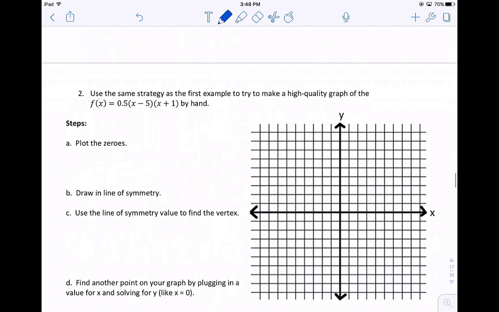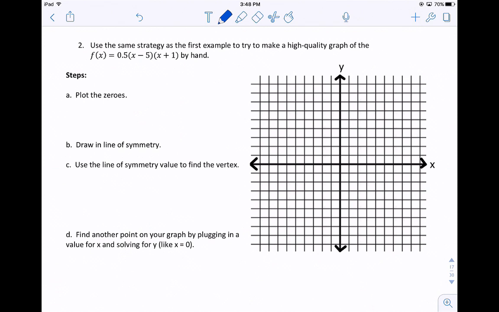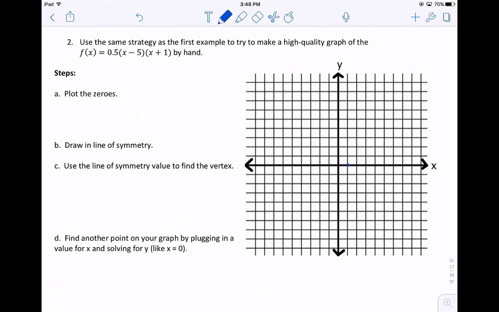Okay, let's do the next one. Use the same strategy as the first example to make the high quality graph of this by hand. All right, so first up, plot the zeros. And so one of them would be at negative 1, not 1. And the other one would be at 5. So 1, 2, 3, 4, 5, and negative 1. So those are the zeros. Let's find the line of symmetry, the middle. 1, 2. Okay, so here's the middle right here at x equals 2.